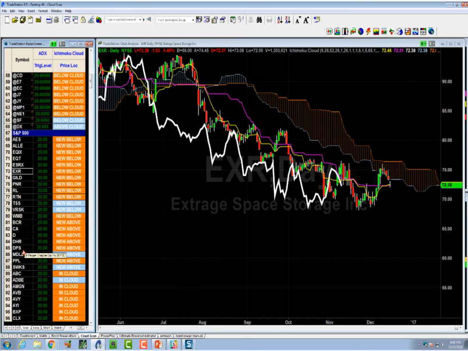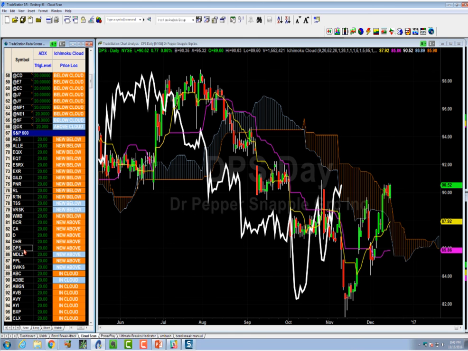So let's take a look at newly above the cloud. Like, let's take DPS, Dr Pepper Snapple. That's a perfect long right there. 1, 2, 3 bars above the cloud, probably going to go to 94. All right, now I can scan this.